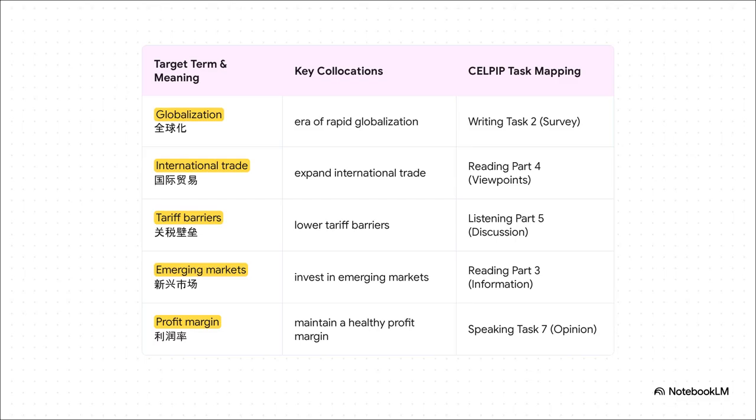Because the Canadian economy relies so heavily on exports, policies to expand international trade are staple topics in reading Part 4. Then we have tariff barriers. Tariff barriers, 关税壁垒. You'll frequently hear debates on whether to lower tariff barriers to stay competitive globally in listening Part 5.